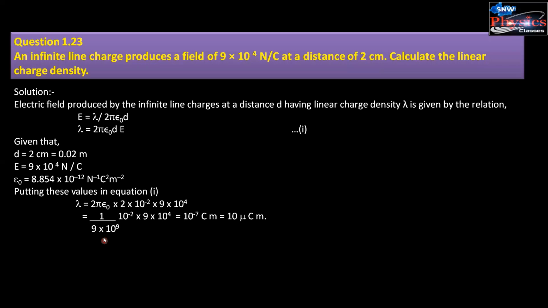Here we will write 1 by 9 into 10 to the power 9 into this 10 to the power minus 2. Okay, into 9 into 10 to the power 4. On calculating this, ये 9 हमारा cancel हो जाएगा. Okay, this 9 and this one. सारे powers को हम लोग जब calculate करेंगे, then we will get 10 to the power minus 7 coulomb meter, or we can write 10 into 10 to the power minus 6 को हम लोग लिख सकते हैं micro coulomb. So here the required answer is the linear charge density is 10 micro coulomb.